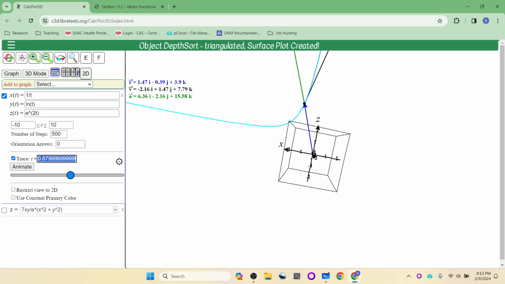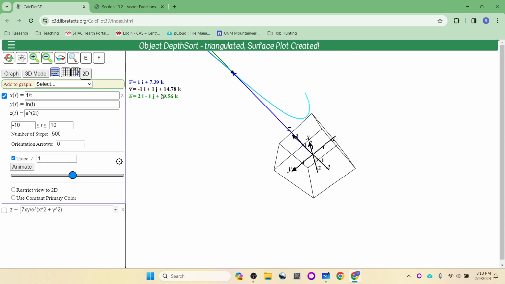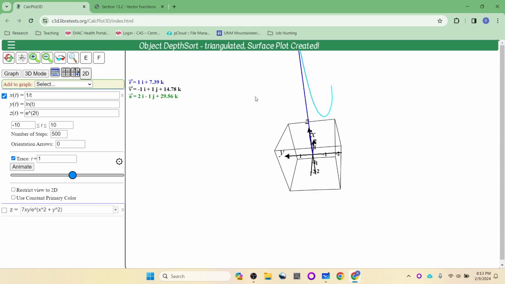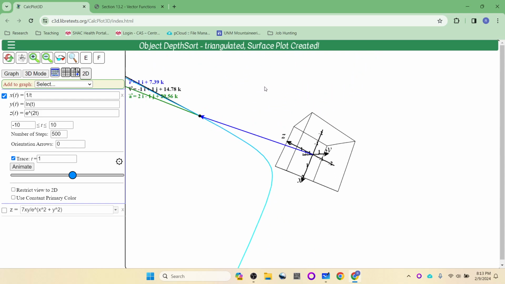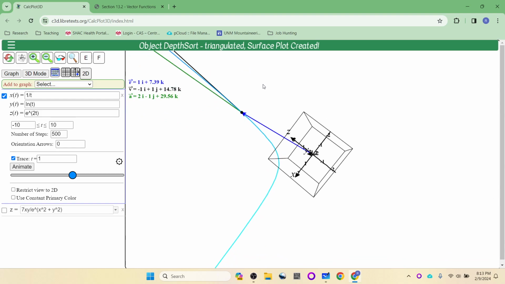So if we pick a point like 1, and we can see, I guess those are the powers of e there, 7.39 or 14.76. But we can see here the blue represents the space curve with the dark blue pointing at it. And we've got these other vectors showing velocity and position. If I do the animate thing, I can see as it goes. It'll come in quick here.